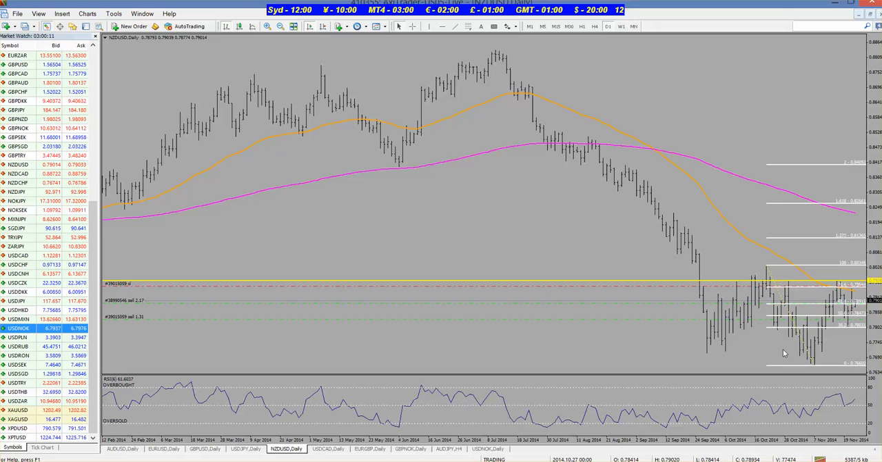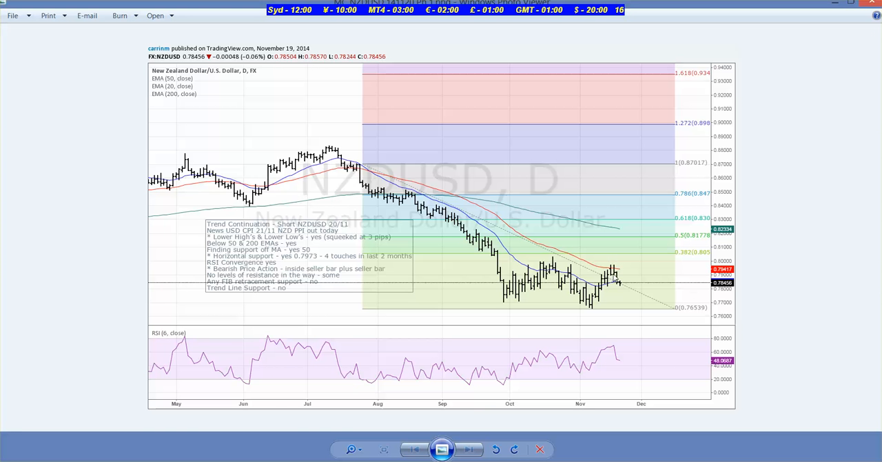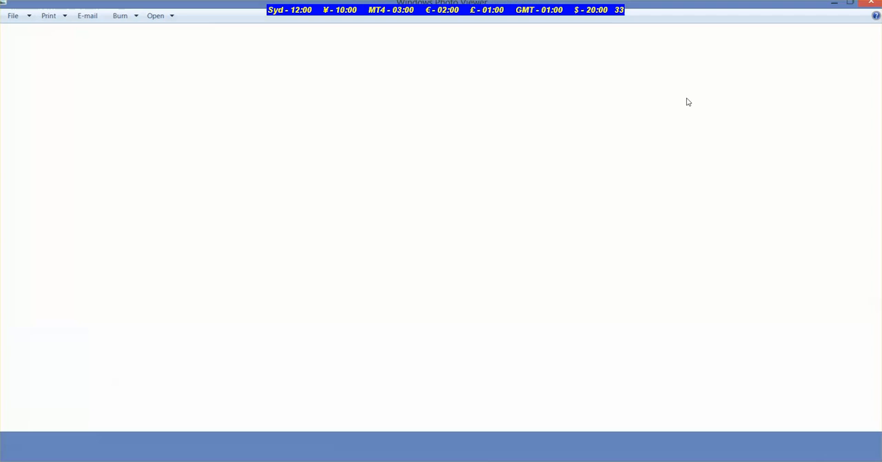And yeah, with all this selling, at that point where we expect the market to turn, you'd take that trade every time. Four touches in the last 2 months. Yeah, horizontal resistance. Cool.